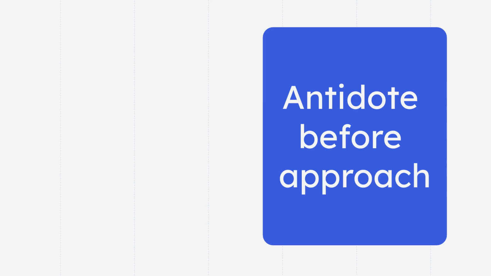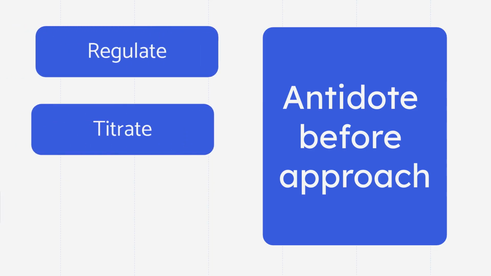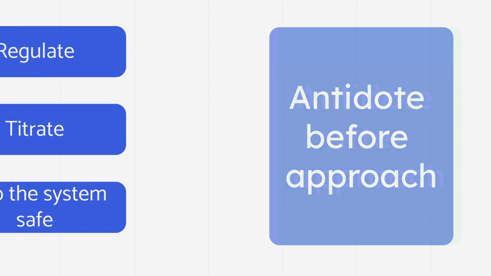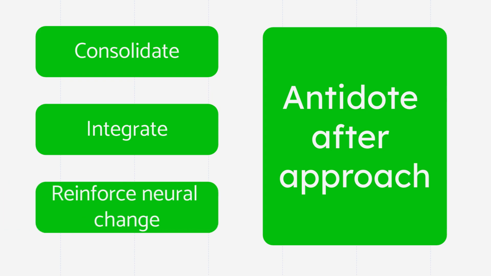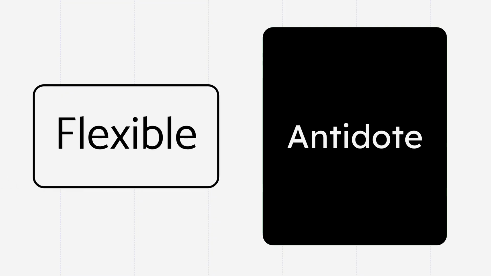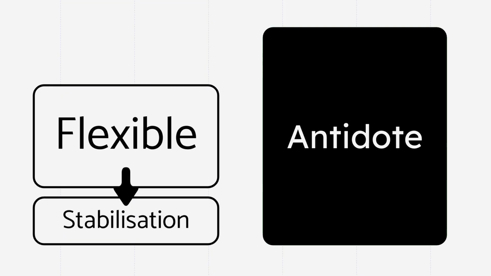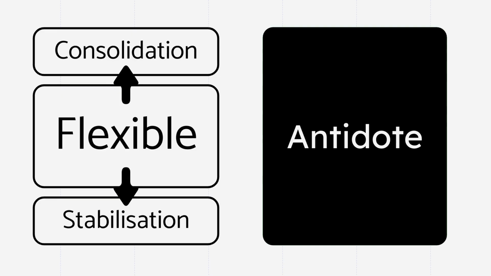The antidote before approach helps regulate, titrate, and keep the system safe. The antidote after approach helps consolidate, integrate, and reinforce neural change. So, in practice, we can think of the antidote as flexible. It can be used for stabilization or for consolidation, depending on the client, their level of sensitization, and the approach you were trained in.